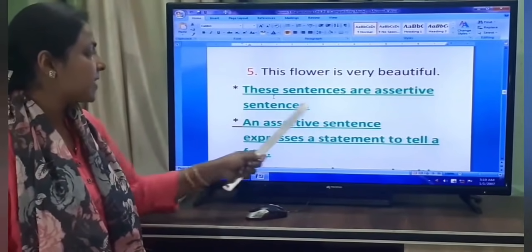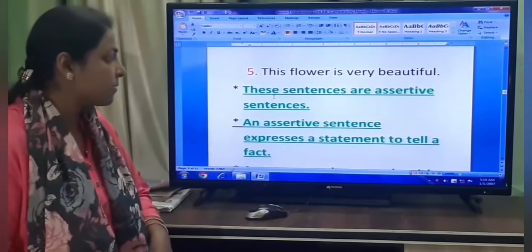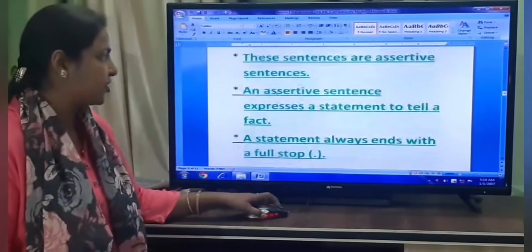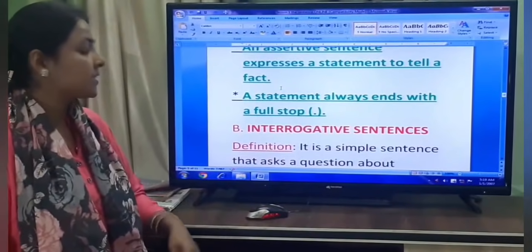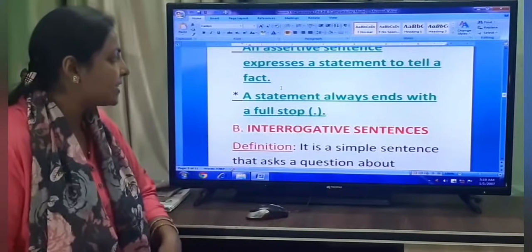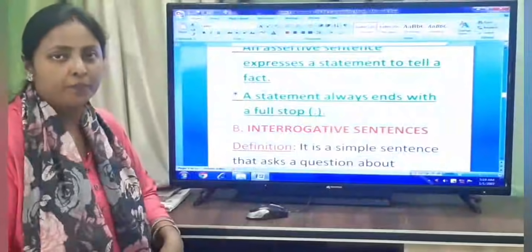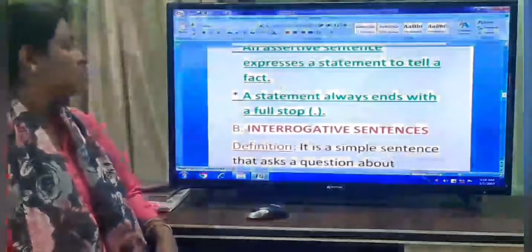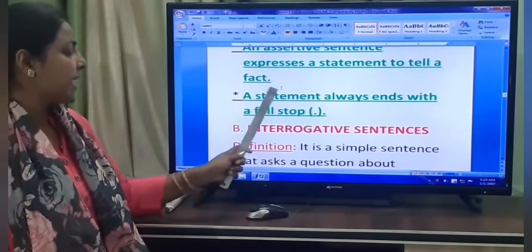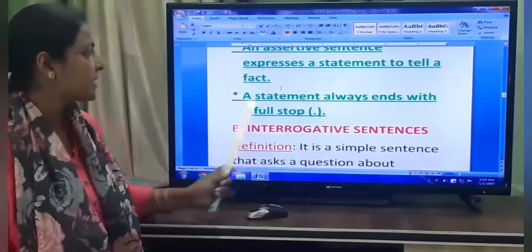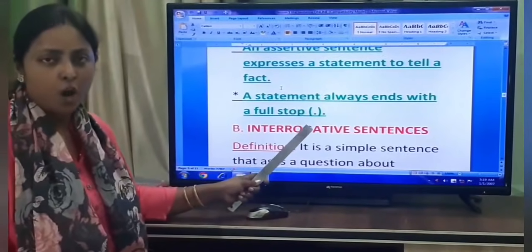An assertive sentence expresses a statement to tell a fact. A statement always ends with a full stop. I repeat, a statement always ends with a full stop.